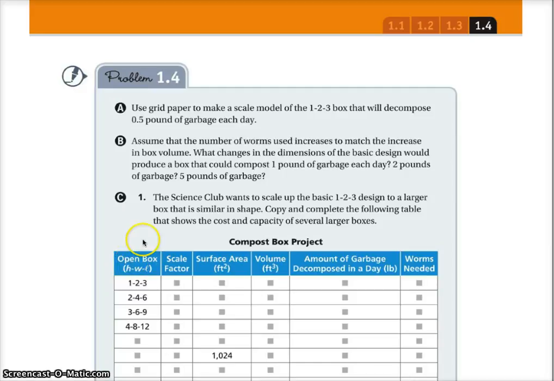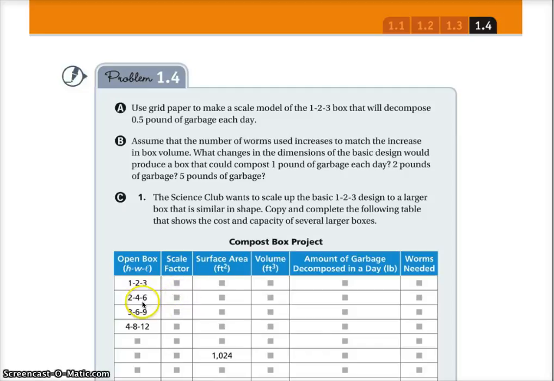Okay, and what we're going to do is we're not going to build the model, but we will assume that the number of worms will increase to match the increased volume of the box. So we're going to increase our box from a 1-2-3 to a 2-4-6. How did these numbers change? We're going to fill that in here.